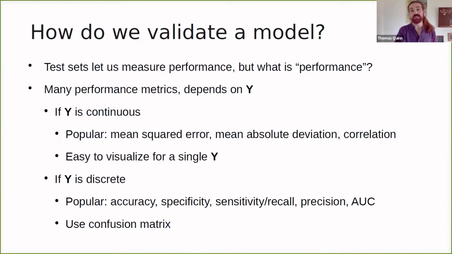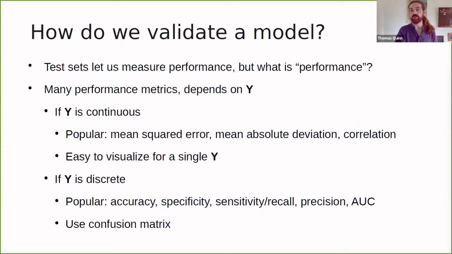Now, when you just have a single y, it's really quite easy to visualize this. What you can do is plot the actual y versus the predicted y, and look at how much they agree with one another. When y is discrete or categorical or binary, it's more popular to use metrics like accuracy, specificity, sensitivity or recall, precision, and area under the curve.